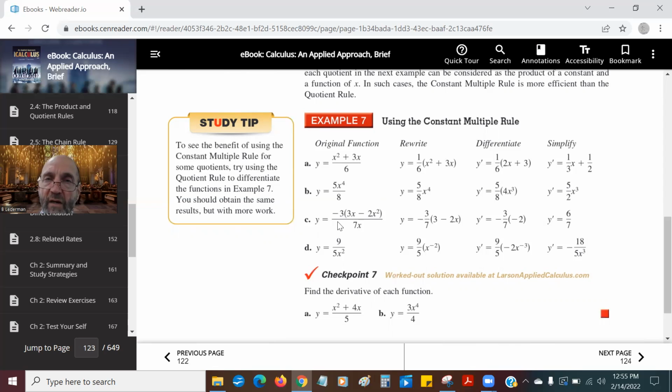Now here I'm going to pull out the -3/7. I'm going to divide everything. We're going to cancel out some x's here. I have 3 minus 2x times -3/7. Take the inner derivative, which is just -2, times -3/7. And I get y prime is equal to 6/7.